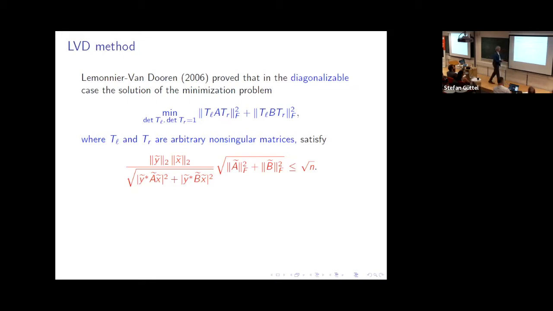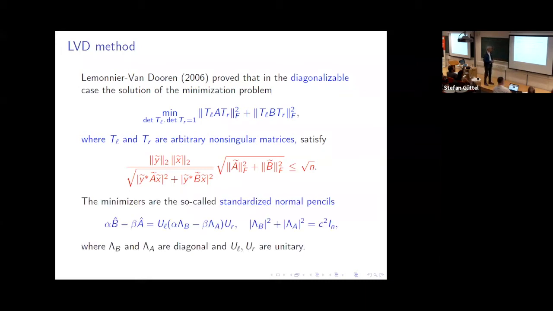So the idea would be, first of all, what are the pencils that have an optimal, that is, a minimal sensitivity? It turns out that these are the so-called standardized normal pencils, which is an extension of the idea of normal matrices in the standard eigenvalue problem. Remember that normal matrices are the ones that have an optimal condition number. It's 1 in the standard eigenvalue problem, because they can be diagonalized with orthogonal similarity.